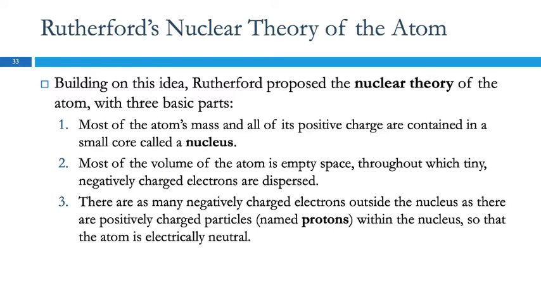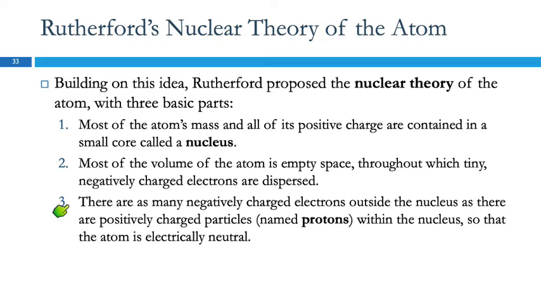So Rutherford's nuclear theory had three basic ideas. Most of the atom's mass and all the positive charge is contained in a small core called the nucleus. Most of the volume of the atom is empty space, and in that empty space we have tiny negatively charged electrons dispersed. No idea yet what those electrons were doing. That's like a whole other chapter later in the semester. People are still arguing about it.